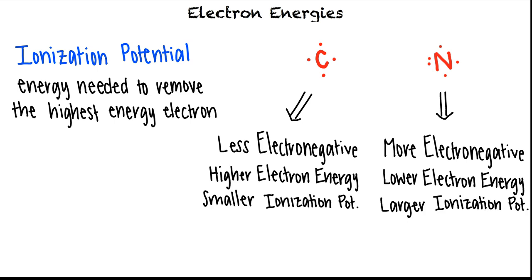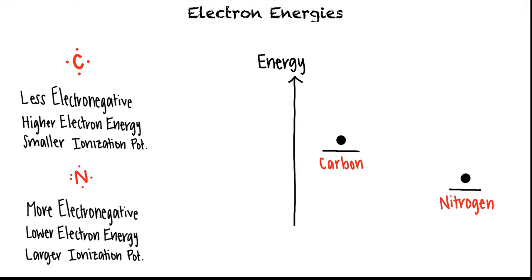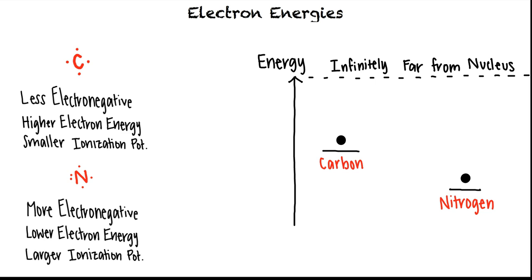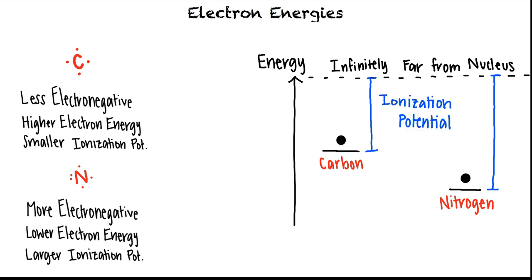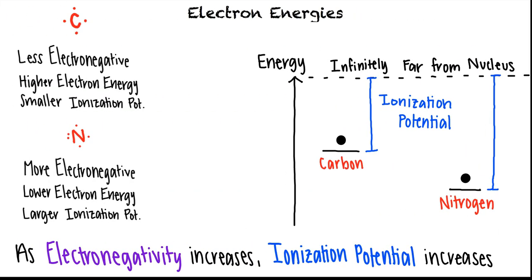Can we draw an energy diagram for this too? We can. We see that the highest energy electron in nitrogen is lower in energy than the highest energy electron in carbon. If we say that the top of the diagram corresponds to the energy of an electron infinitely far away from a nucleus, then we can label the ionization potential as the amount of energy between the electron and the top of the diagram. Since the electron in nitrogen starts lower in energy, it has a larger ionization potential and requires more energy to remove. Here we see another trend. As electronegativity increases, ionization potential also increases.